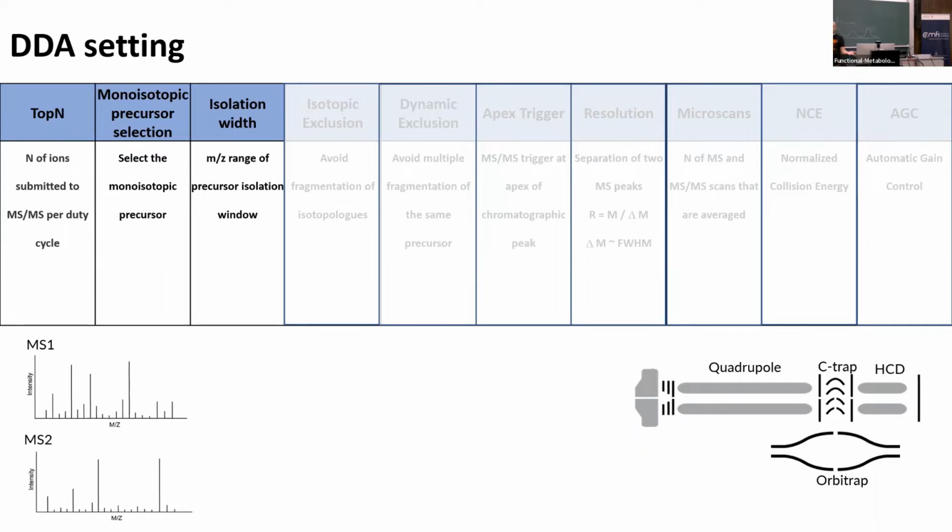Now, if you do more classical things, then you typically don't care about the isotopologues, and you actually want to have only the monoisotopic one. That's also what the setting before was. Then yeah, isotopic exclusion. So here again, what I said, we want to exclude these peaks here, and only get the monoisotopic one. These settings, isotopic exclusion and monoisotopic precursor selection, go a little bit hand in hand.